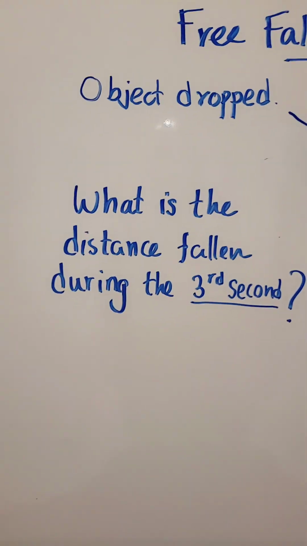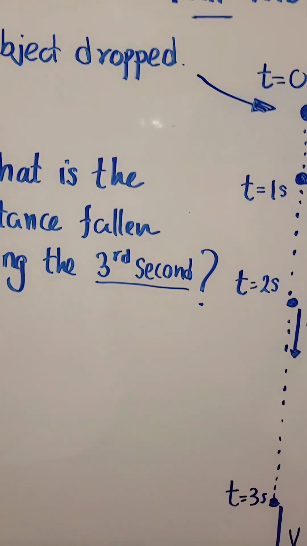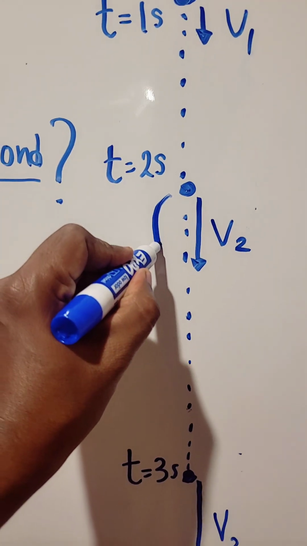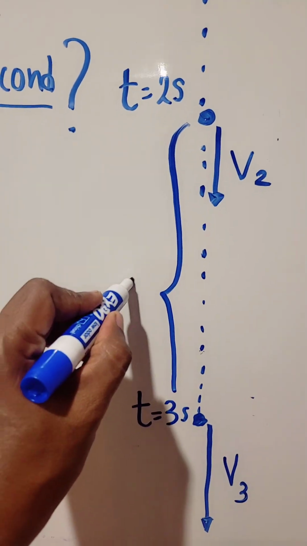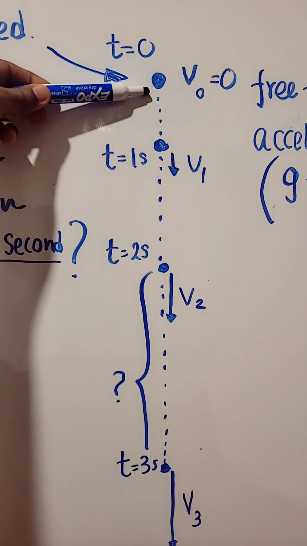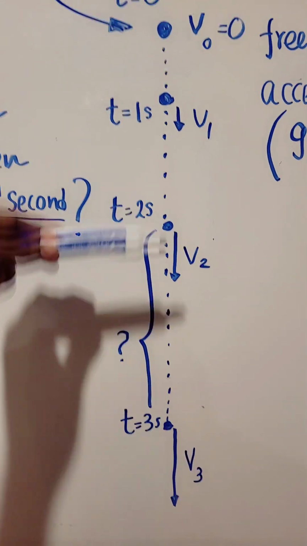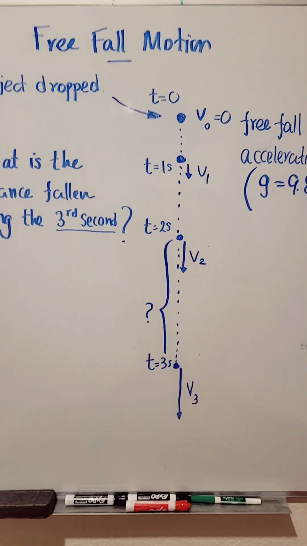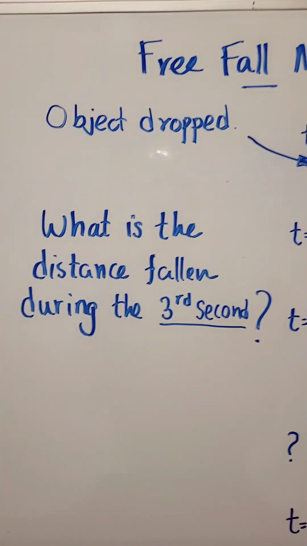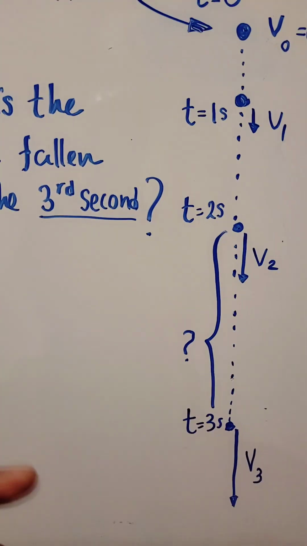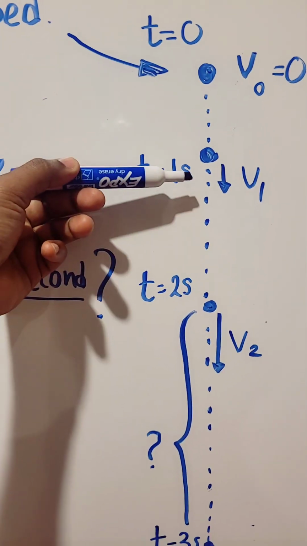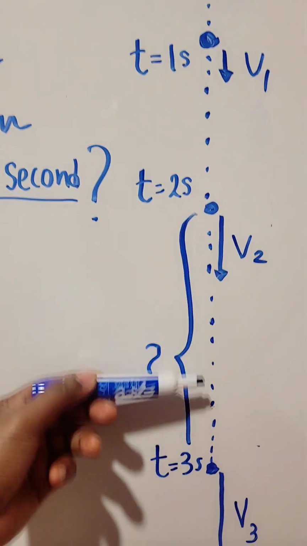So what we need is the distance fallen during the third second. So that means we need this distance. You might think we need this entire distance. No, that's for 3 seconds of the motion. But the question is asking the distance fallen during the third second. That's the first second, that's the second second, this is the third second.